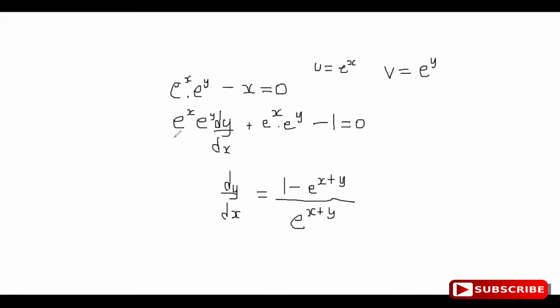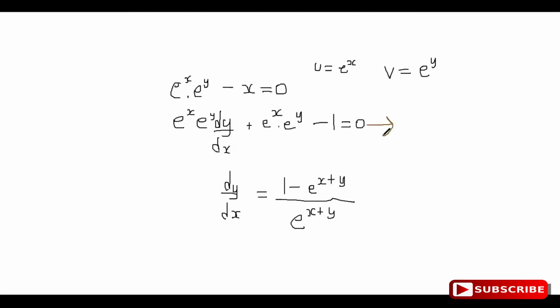This is your UDV now. U is e to the x. Your dV is e to the y times dy by dx, because we use implicit differentiation. All right, minus 1 equals 0. So now we need to make dy by dx the subject.